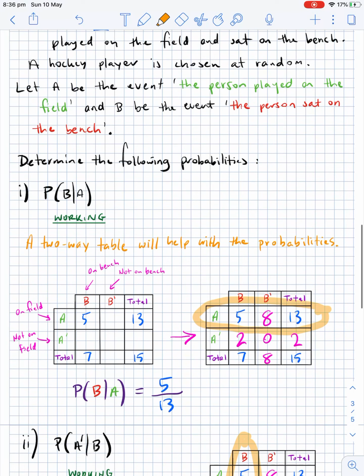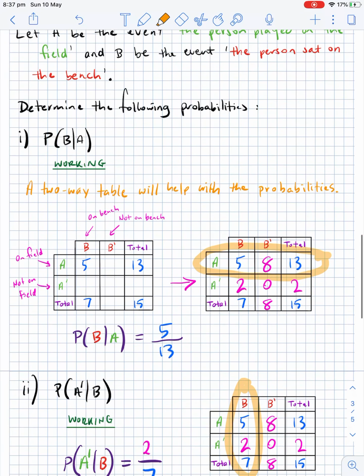Okay, so let's determine the following probabilities. The probability of B given A. So we want to find the probability of B. What's the chance that a person sat on the bench, if we're picking a random person, given A, given that the person played on the field? In words, what's the chance that the person sat on the bench given that he was a person that played on the field?